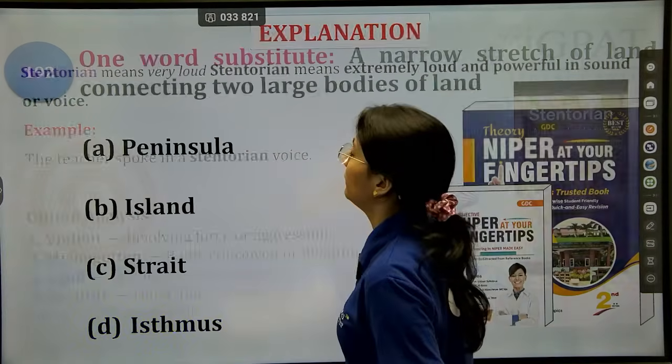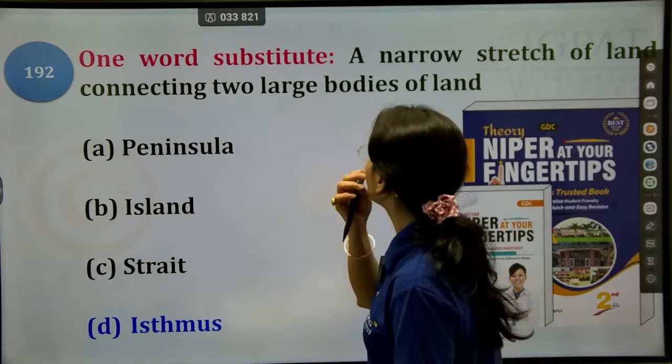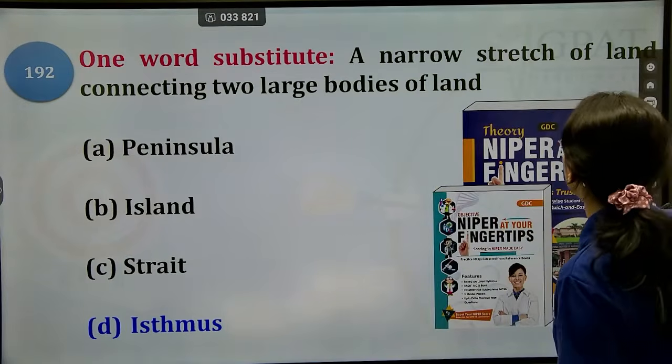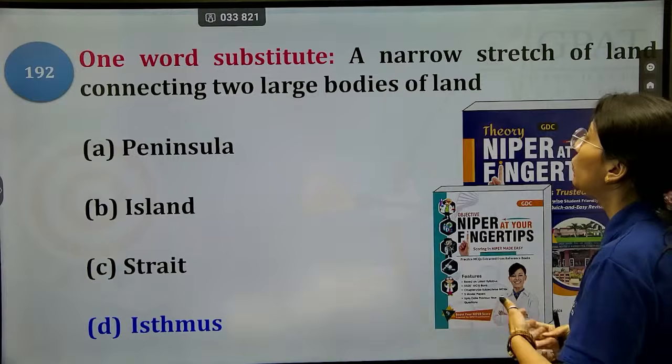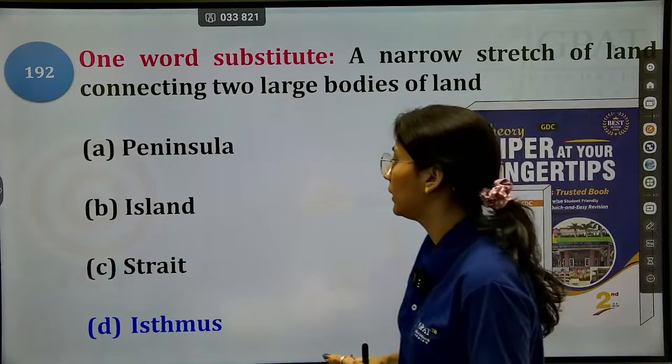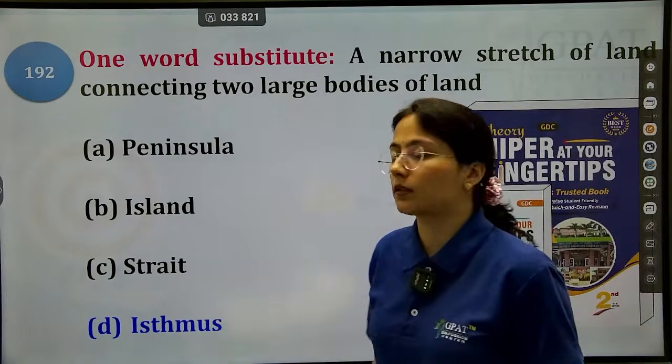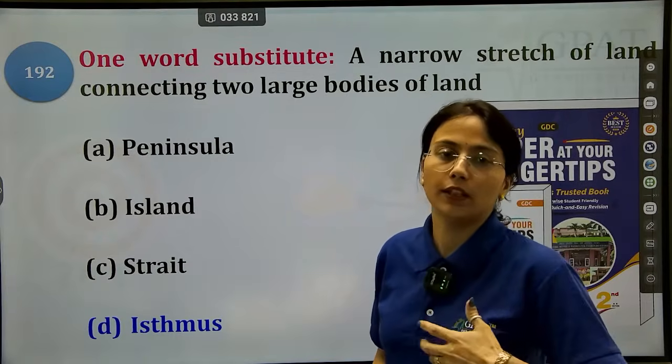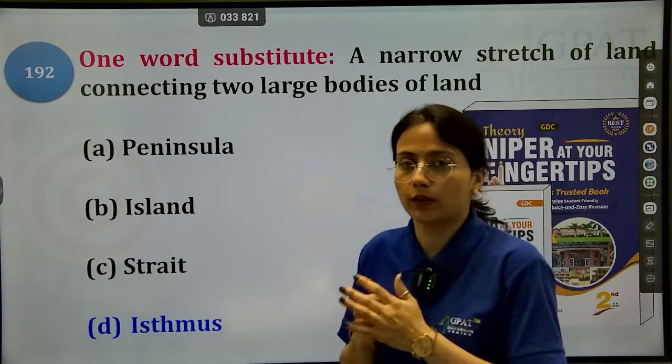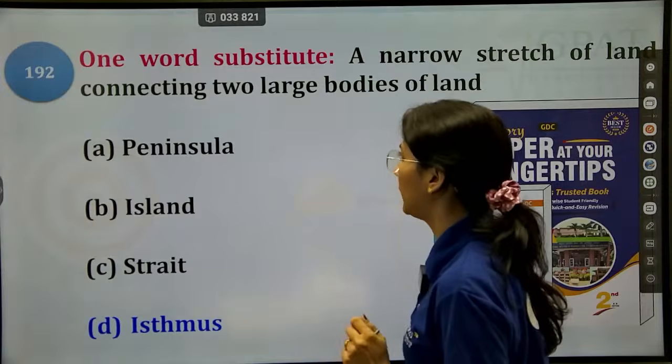Next is one word substitution. A narrow stretch of land connecting two large bodies of land is said to be what? That is isthmus. You have studied it in your geography chapter or geography classes. We say it to be isthmus.